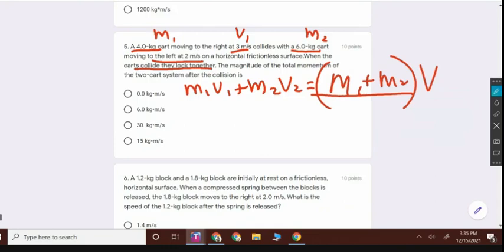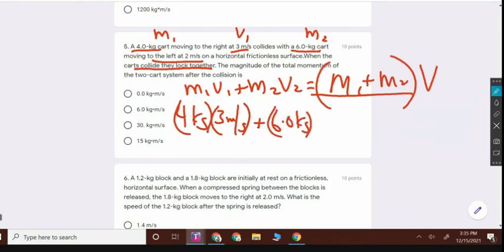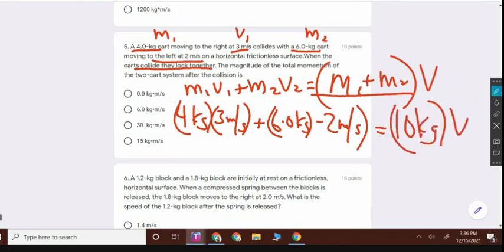So let's see, the 4 kilogram goes to the right, that's positive, 3 meters per second. The 6 kilogram is going to the left, that's negative 2 meters per second, equals the 2 combined, 4 and 6, that's 10 kg, times some velocity. Oh, look, this is positive 12 and this is negative 12. So guess what? The total momentum before was 0, so the velocity is 0.